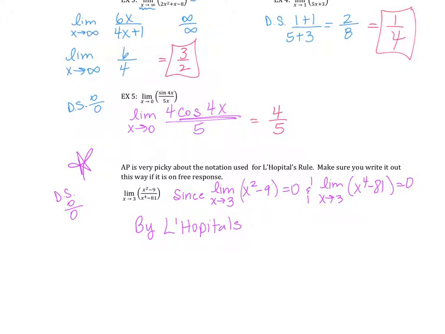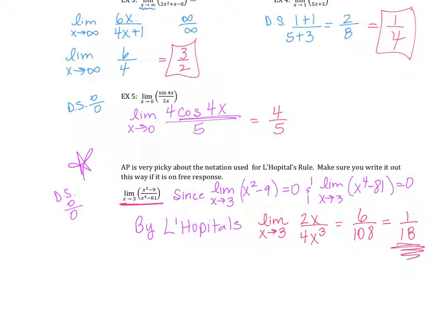By L'Hopital's, the limit as x goes to 3 of, now take the derivatives, 2x over 4x cubed equals what? Plug in your 3. 3 times 2 is 6. And plug in 3, that's 27 times 4, 108. And of course you can leave it that way. You don't have to reduce, but that is 1 over 18. So the limit of this thing equals 1 over 18.